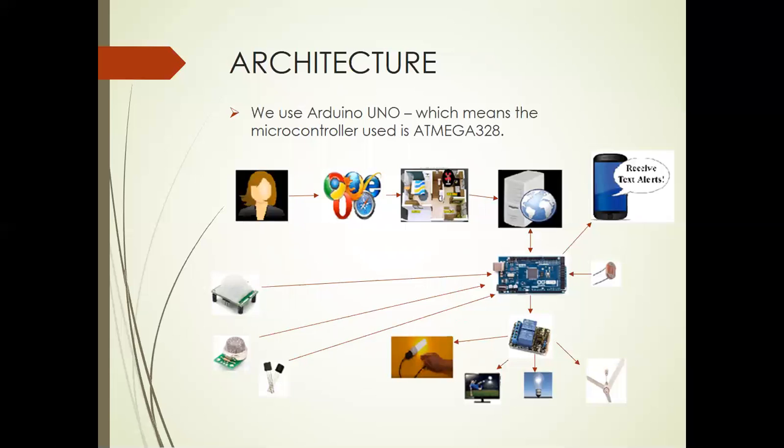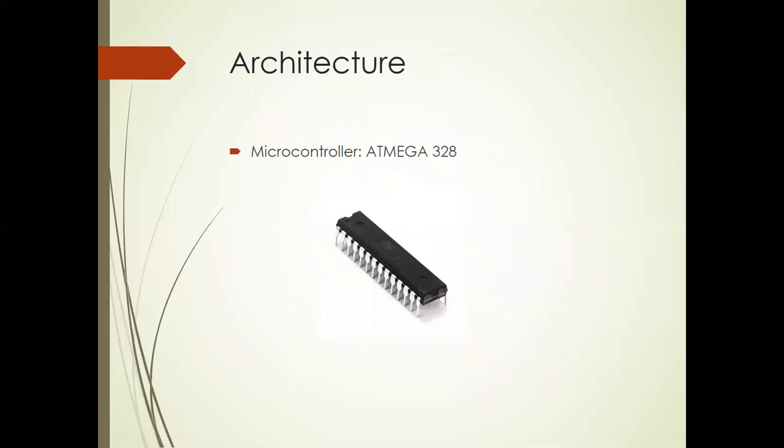Moving on to the architecture, we use Arduino Uno, which means the microcontroller used is Atmega 328. Here you can see the flow chart of how the project moves. We have used all the sensors incorporated. The microcontroller we are using is Atmega 328, as I mentioned before.